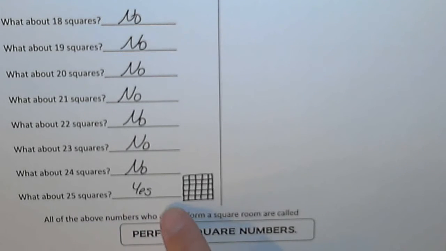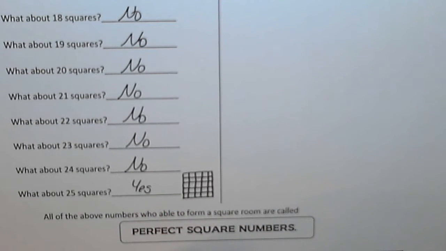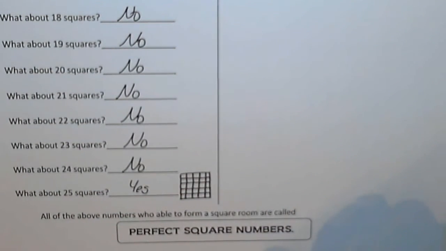And all of the above numbers that are able to form a square room are called perfect square numbers. So 25 is a perfect square number, and 16, and so on. And you should likely see a pattern here.